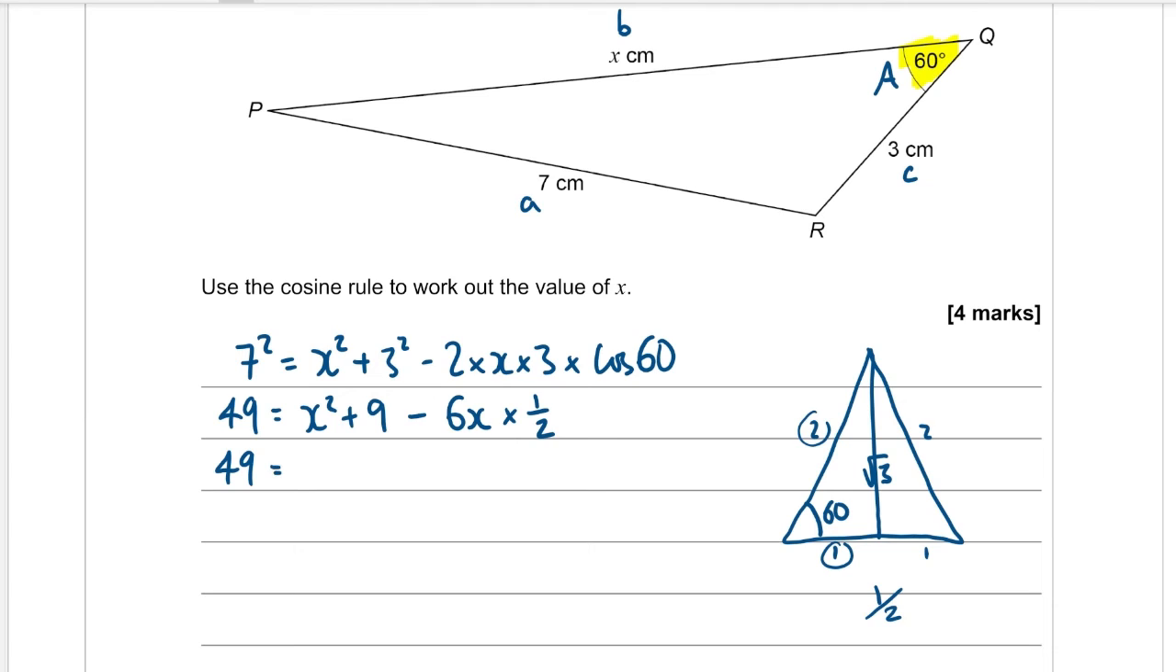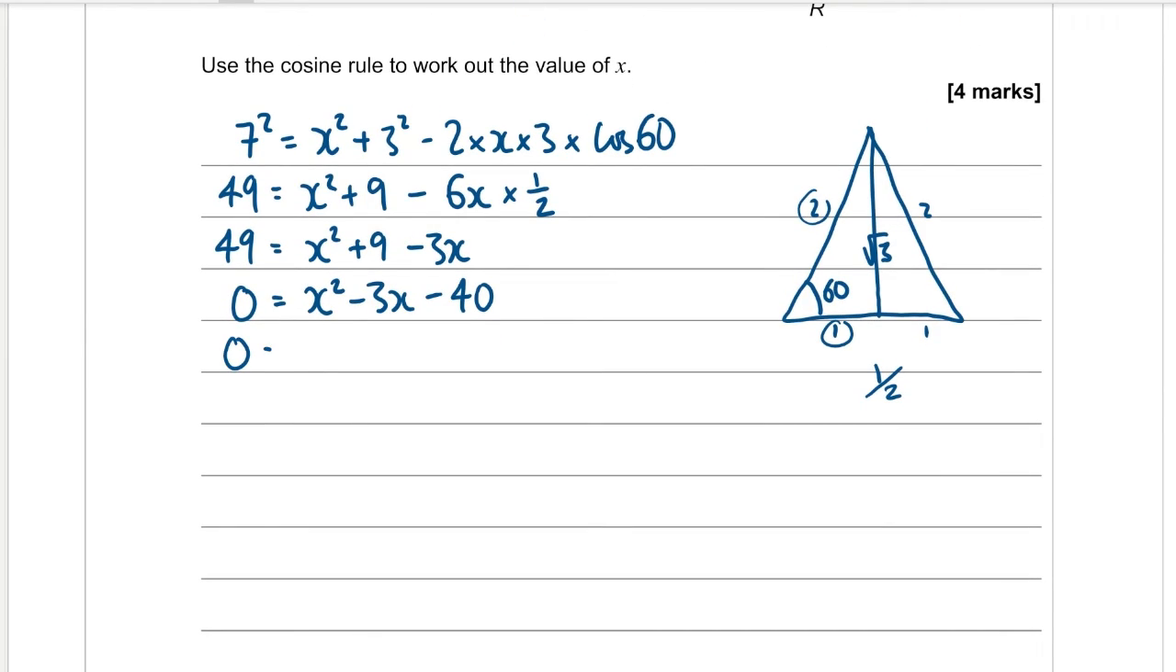So simplifying further, it's going to give me x squared plus 9, and this is going to be minus 3x. And setting it equal to 0, because it's a quadratic, is going to give me x squared minus 3x, subtract the 49 gives me minus 40.